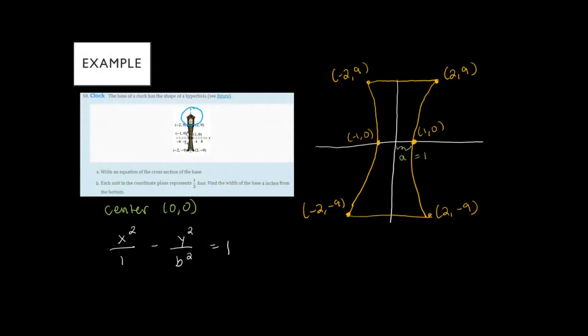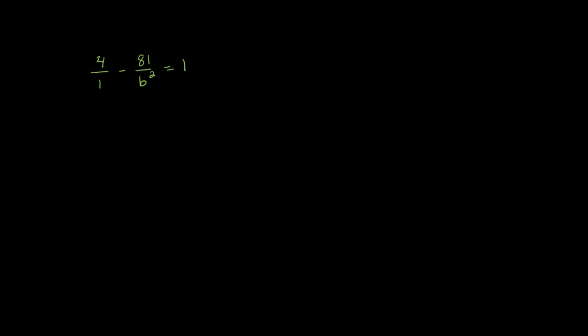So when we plug that in, I'm plugging in 2 for x, so that's going to be 4 over 1 minus, and then it's 9 for y, so that's 9 squared, which is 81 over b squared, equals 1. So I'm just going back to this equation, 2 squared over 1 minus 9 squared over b squared equals 1. So this is 4 minus 81 over b squared equals 1.